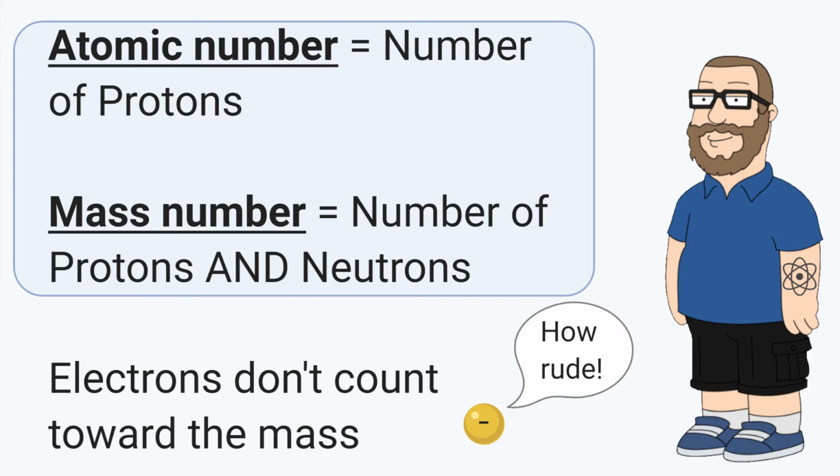If we add up the mass of all the protons and all the neutrons in a single atom, we get the mass number. Because electrons don't add significant weight to an atom, we say that the mass of the atom is just the weight of the particles in the nucleus.